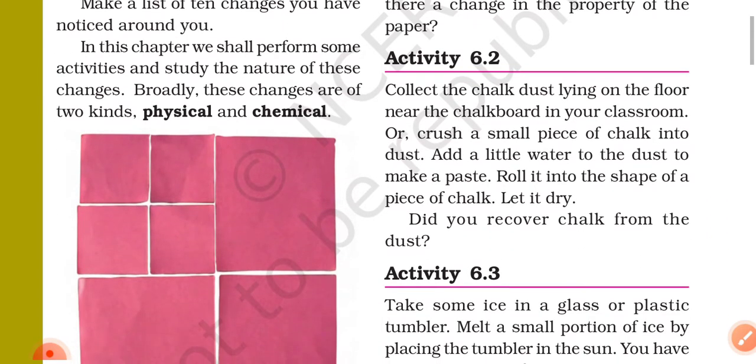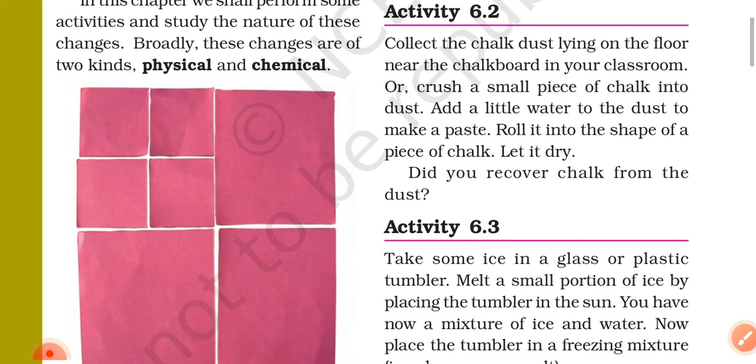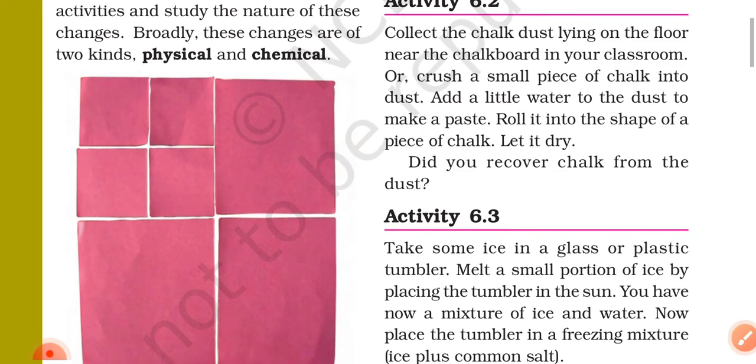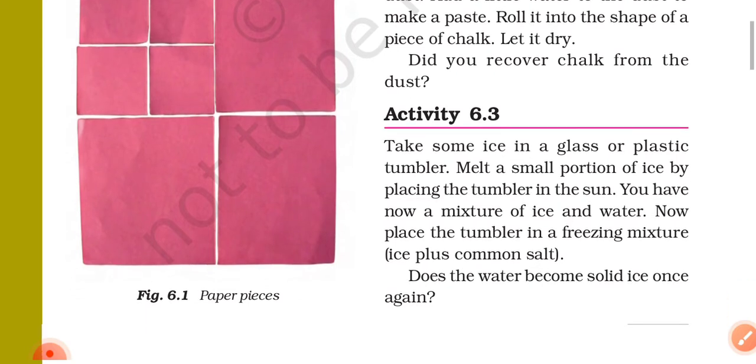Activity 6.2. Collect the chalk dust lying on the floor near the chalkboard in your classroom, or crush a small piece of chalk into dust. Add a little water to the dust to make a paste. Roll it into the shape of a piece of chalk. Let it dry. Did you recover chalk from the dust?